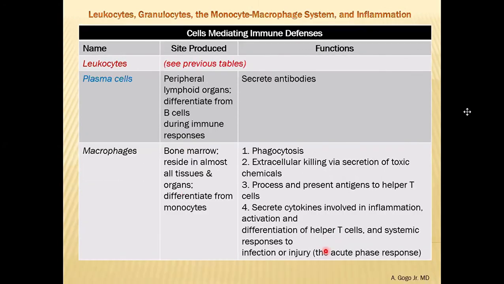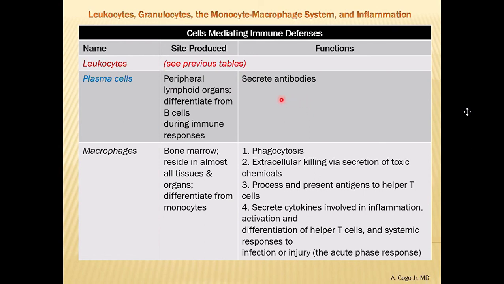Then plasma cells, these are B cells that are produced in the peripheral lymphoid organs. A B cell differentiates into a plasma cell upon antigenic stimulation. So if there is an antigen coming into the body, it will stimulate the B cells, and then the B cells are transformed into plasma cells. And these plasma cells are the ones that will produce the antibodies.